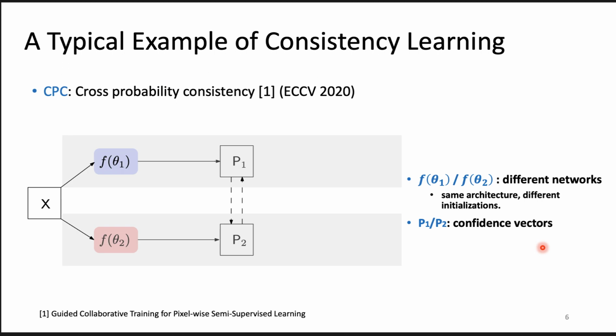Here, I introduce a typical example of consistency learning, which I call CPC. Given an input image X, we feed it into two different networks and get predictions P1 and P2. These two networks have the same architecture but different initializations, so P1 and P2 are different. Then, we constrain the similarity between P1 and P2 through MSE loss.